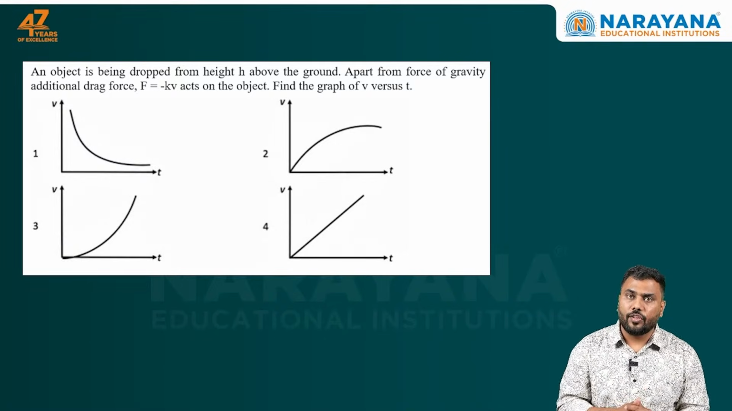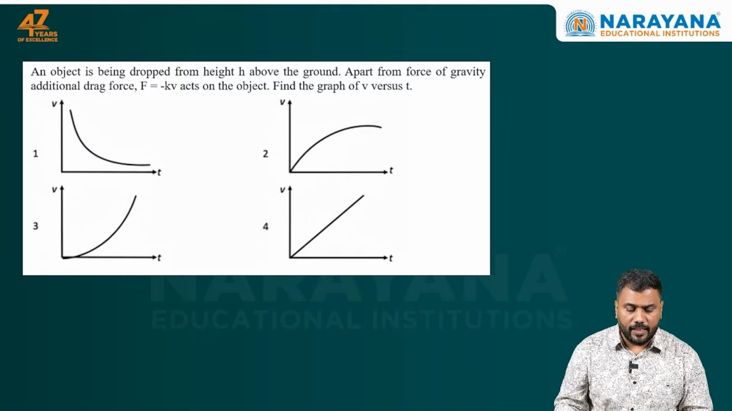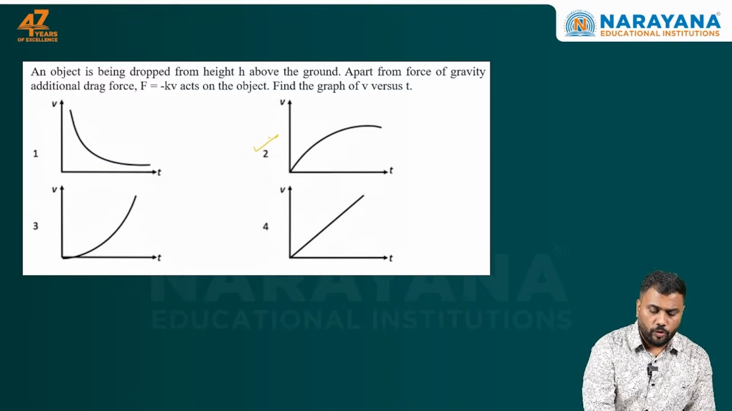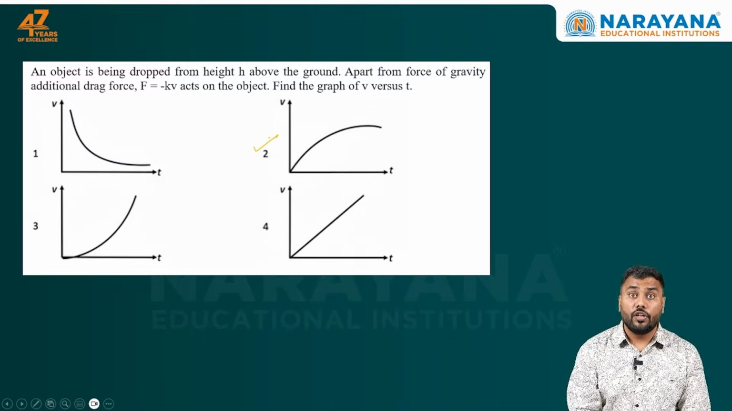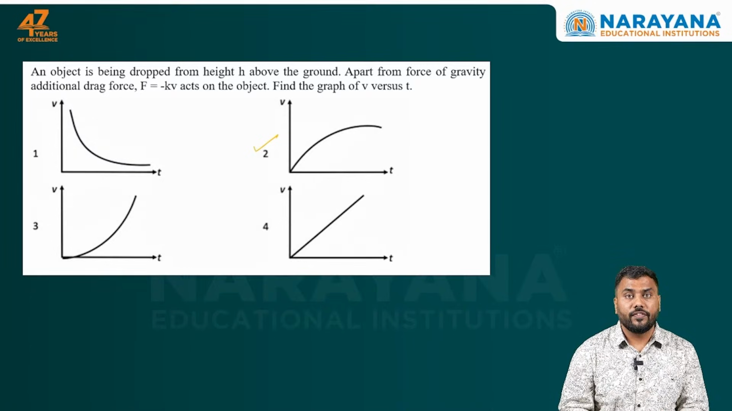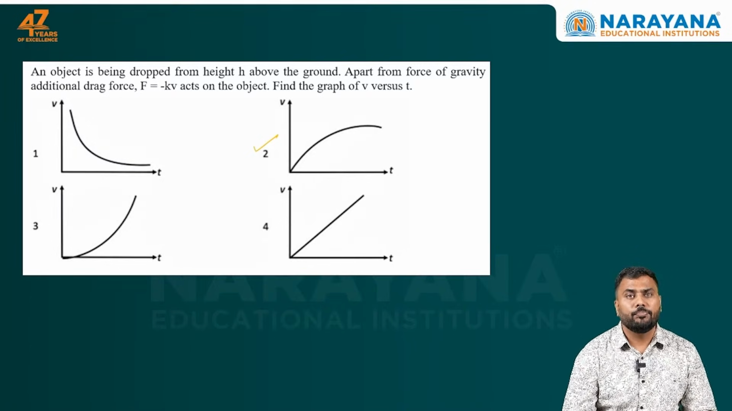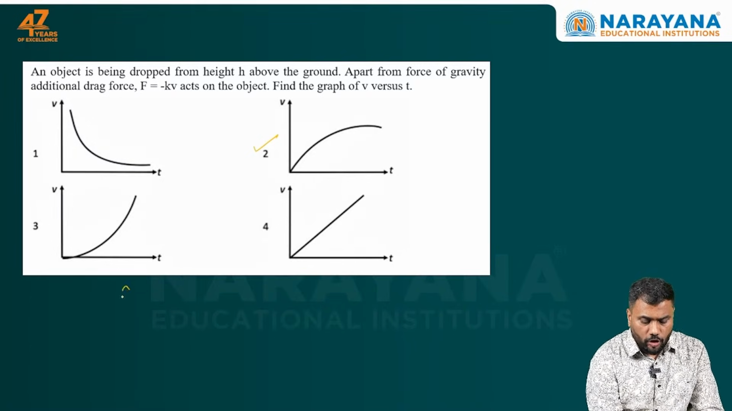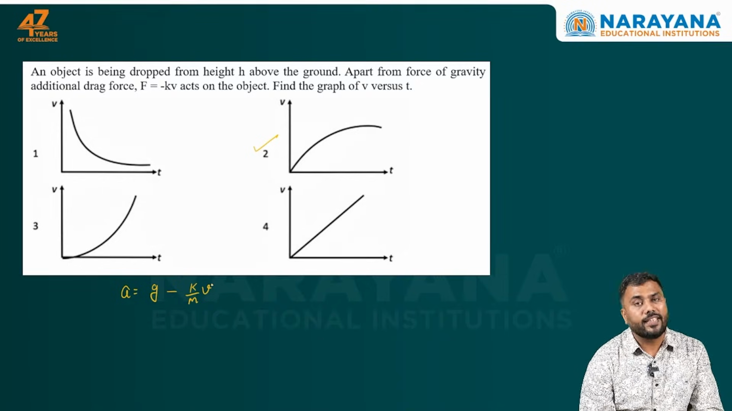So the correct answer of this question, by our knowledge, we can directly say should be option 2. And if you want, you can calculate the equation of velocity versus time also by simple kinematics equation. The acceleration of the particle should be given by gravity minus force by mass, which is going to be minus k by m v.